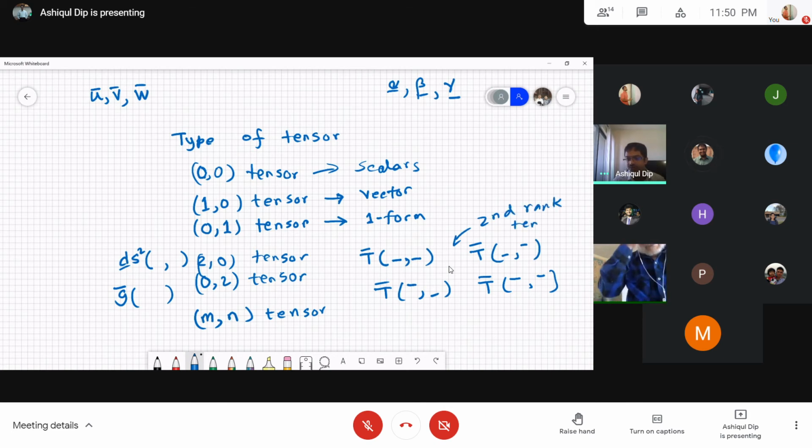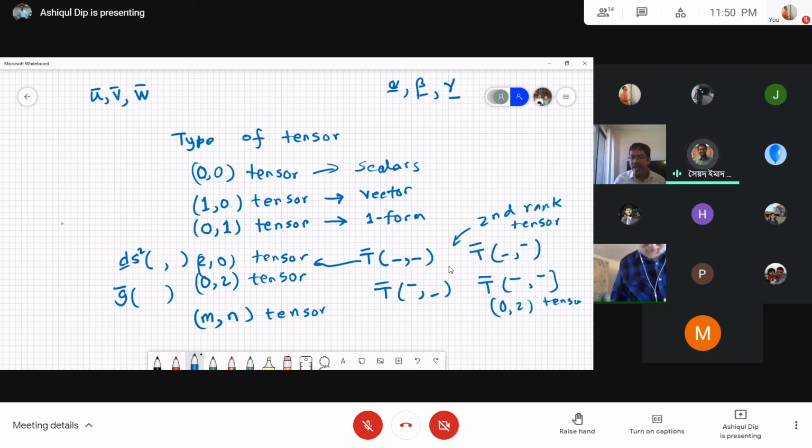So this tensor probably will have a type. It can take two vectors, so it's a 2-0 tensor, right? The first one can take two vectors, so it's a 2-0 tensor. And that last one can take two one-forms, so it's a 0-2 tensor.